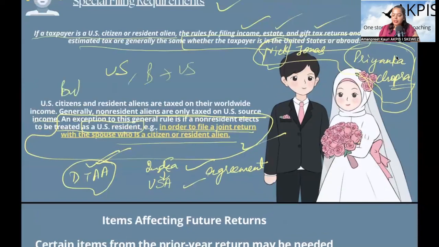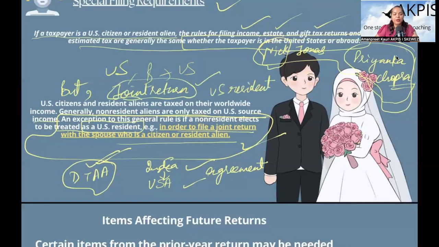But if he or she gets married in the United States of America and is filing a joint return, in that very particular situation, what is the benefit of filing a joint return? To claim more deductions and higher limits. So in that very particular situation, if she elects to be a US resident, he or she is supposed to pay tax on worldwide income in spite of the fact that he or she is a non-resident of the United States of America. Why? Because they are filing a joint return.